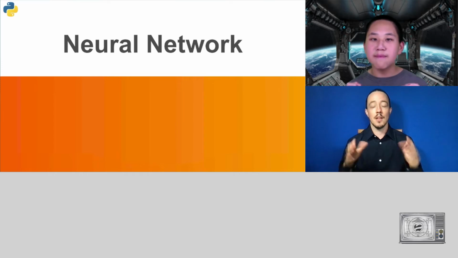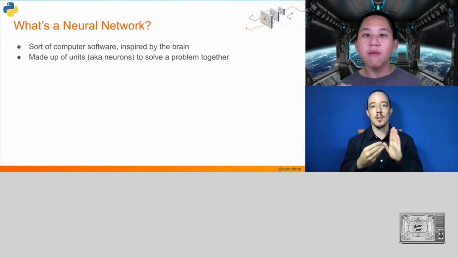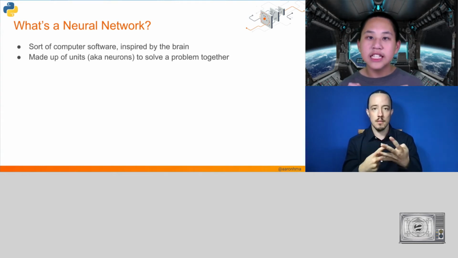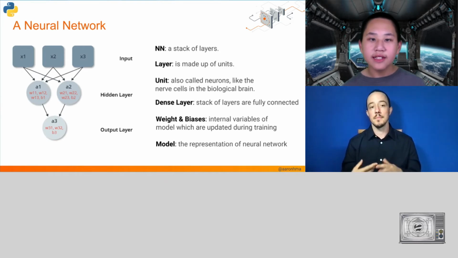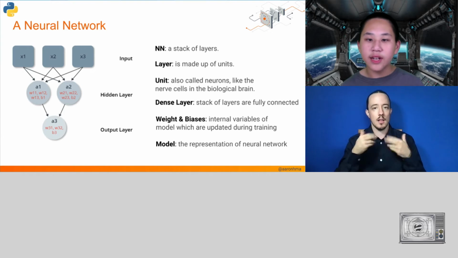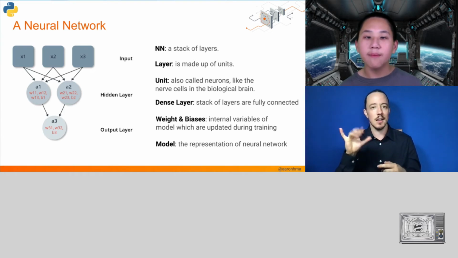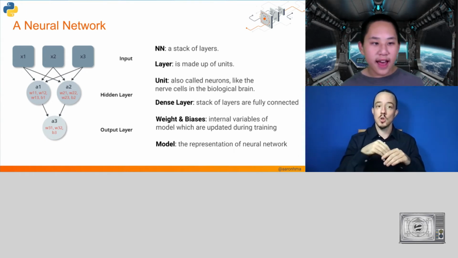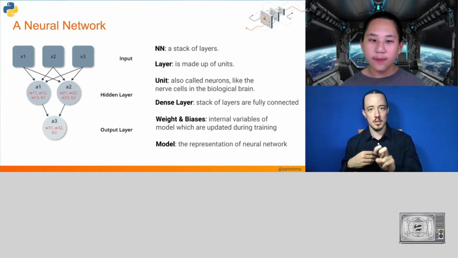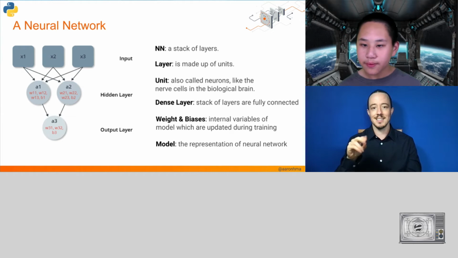Now let's take a look at the magic of neural networks. A neural network is a mathematical model using learning algorithms inspired by the brain to solve a problem together. A neural network is composed of many different layers, and each layer is made up of units. Each unit, also known as a neuron, is like the nerve cells in our biological brain. For example, in the input layer we have 3 units, x1, x2, and x3. All of these layers are fully connected, so this is a dense layer.